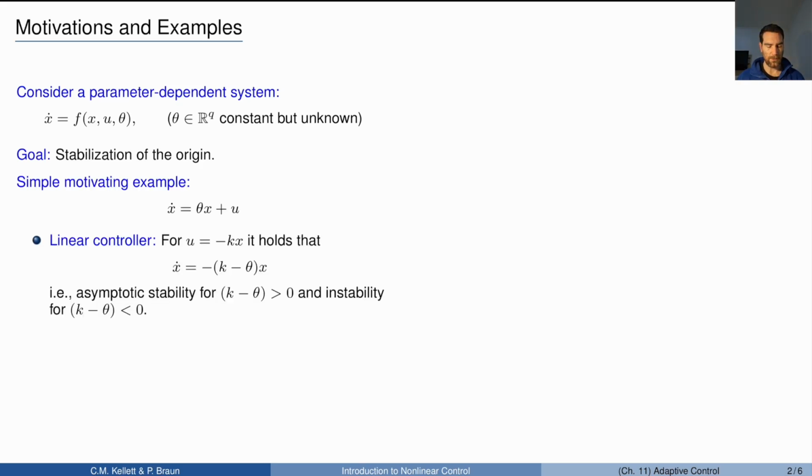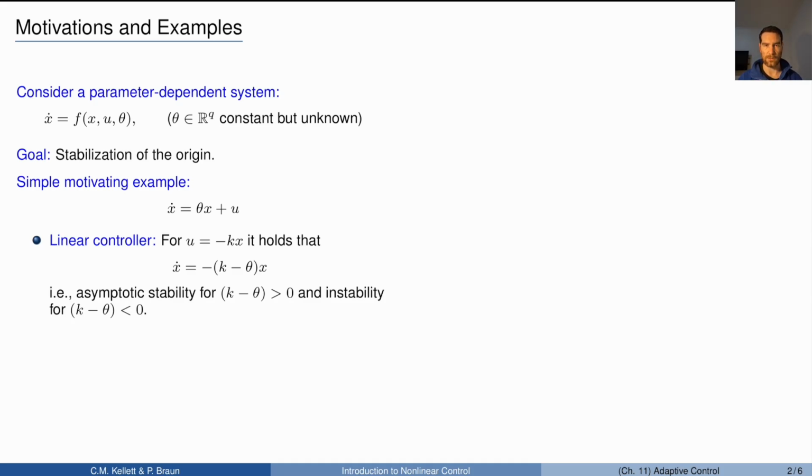So if we now look at the specific example, really a simple dynamical system, x dot is equal to theta times x plus u. As a reminder, we don't know the parameter theta. If we would know theta, then it would really be simple to come up with a stabilizing controller.